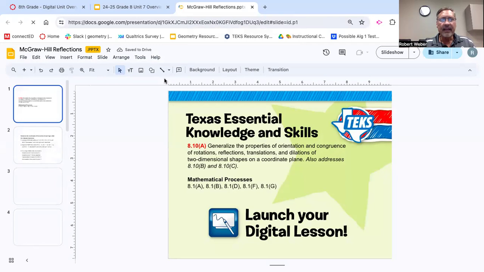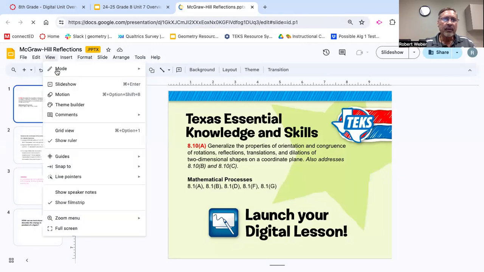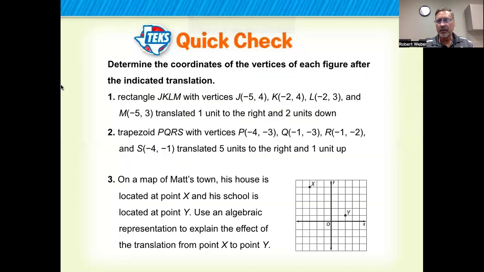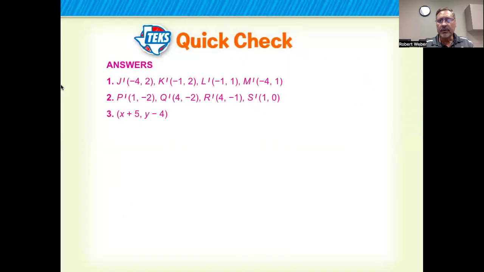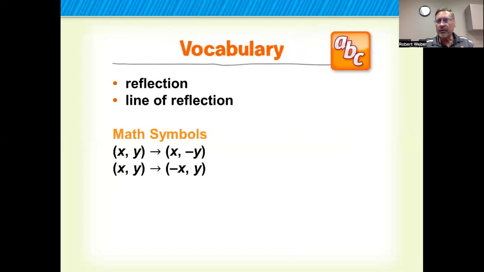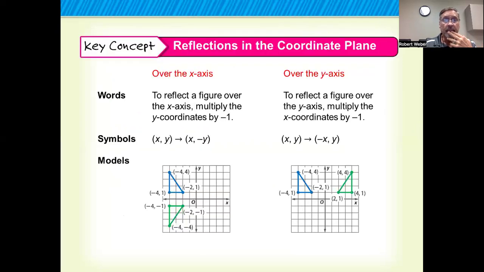If we view this as a slideshow, it does have a quick check, which is a warm-up type question that you can use. It has your solutions on your quick check. Then the essential question of what you're doing for instruction, and the opportunity for you to talk vocabulary. And actually, you can talk about the math symbols there as far as what's going on with the reflection. The key concept is the page I would teach off of: reflecting over the x-axis, reflecting over the y-axis.